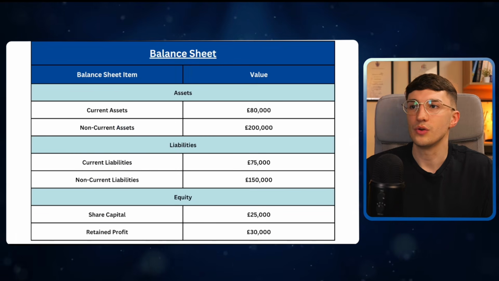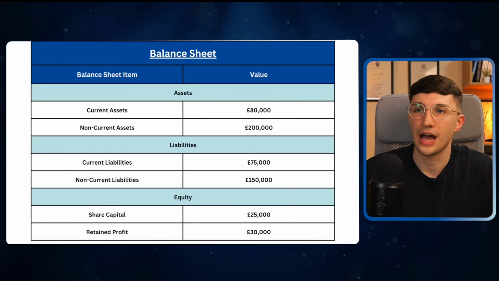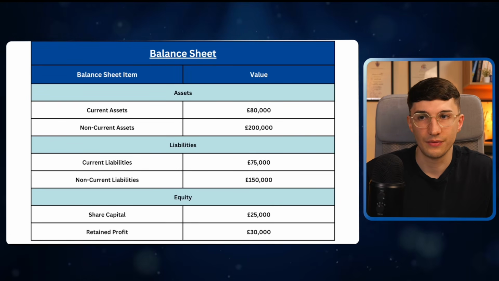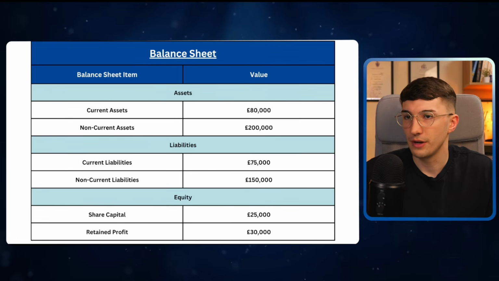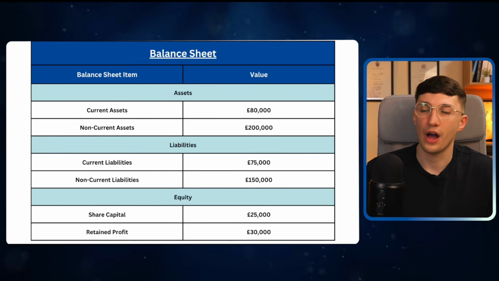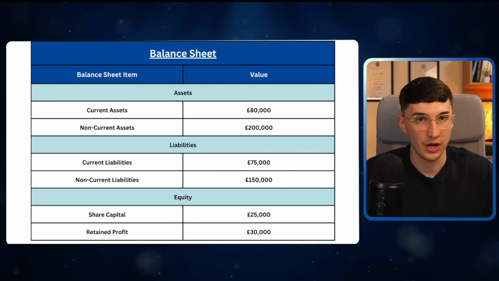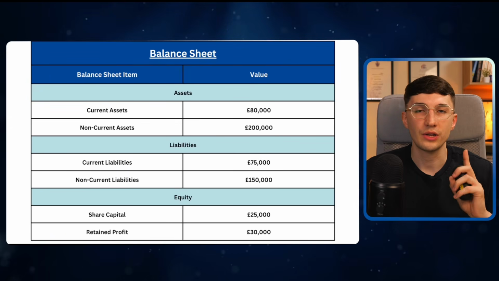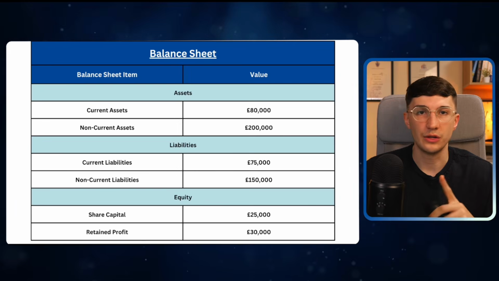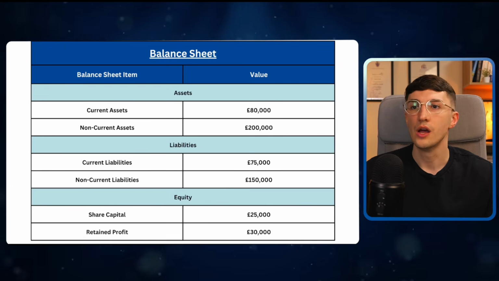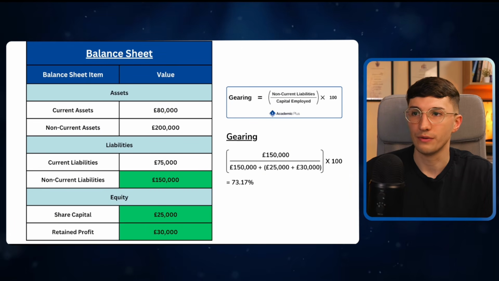So on the screen here, you can see a balance sheet. Our current assets are £80,000, non-current assets £200,000, current liabilities £75,000, non-current liabilities £150,000, and we've got equity there: share capital £25,000, retained profit £30,000. Now to calculate the gearing ratio, I don't need all of that information. I just need non-current liabilities and equity. So we ignore all of that other information.